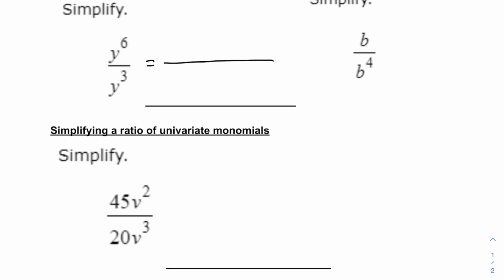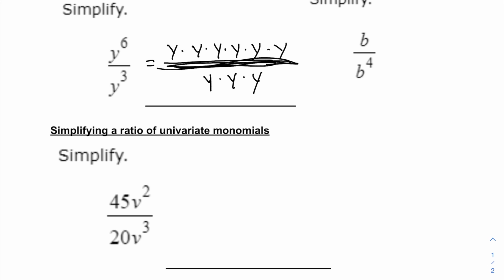If I had y to the 6th on top, it would be y times y times y times y times y times y. I think that's 6 of them. 6 y's on top. On the bottom, we'll have y times y times y. 3 y's on bottom. So we have 6 on top, 3 on bottom, just like it says in the problem.